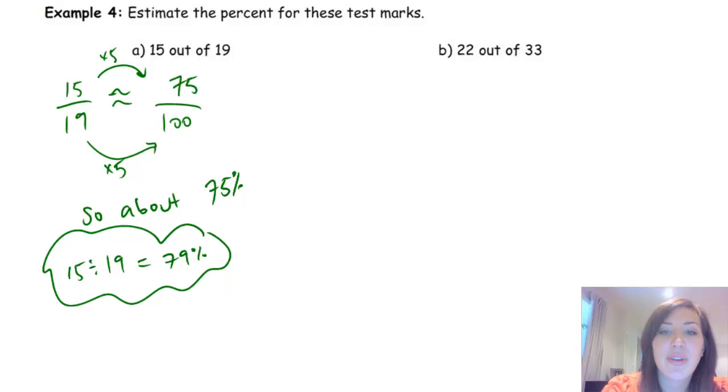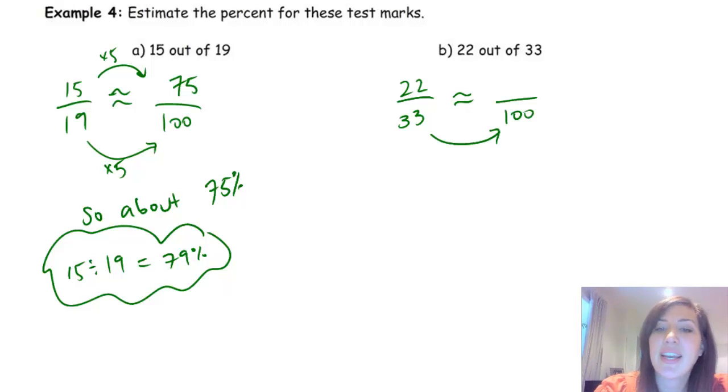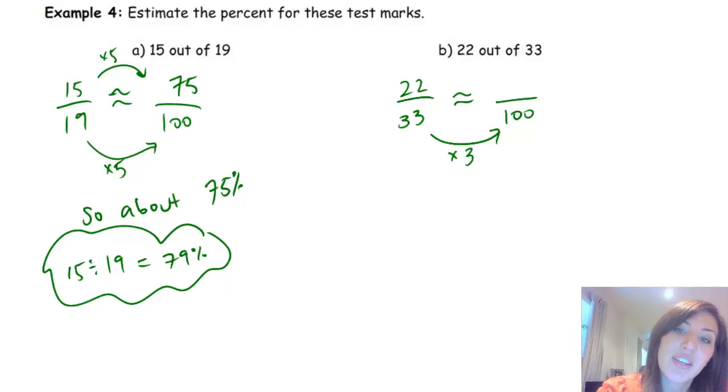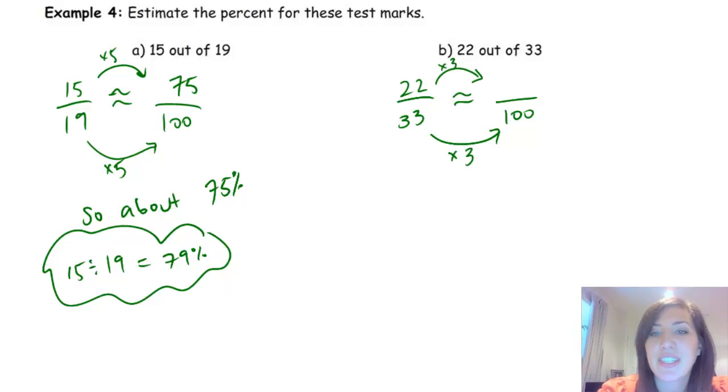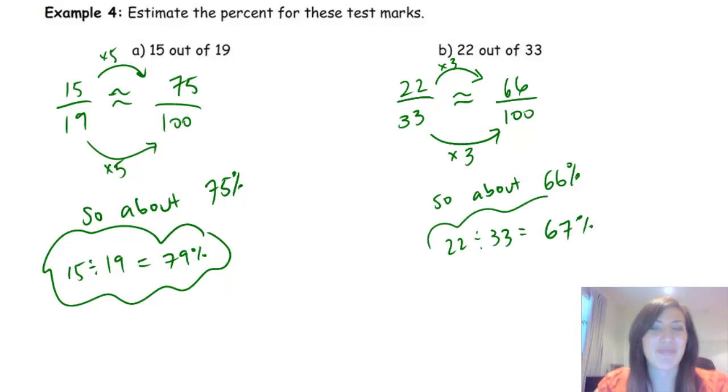22 out of 33. This roughly goes into 100. 33 goes into 99, so we can say it goes into 100 three times-ish. So 22 times 3 will give us 66 out of 100, so about 66%. Now, if we were to actually do 22 divided by 33, we would find that this gives us 67%. So that is a really close estimation.